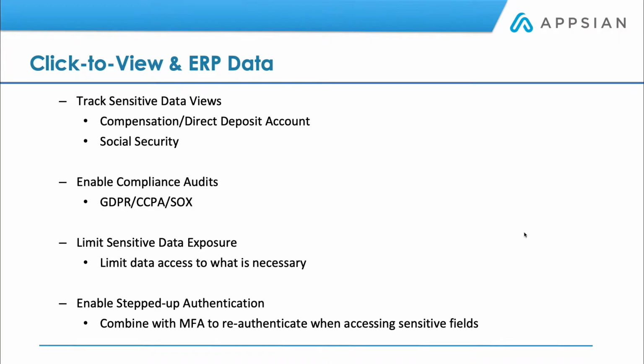When we talk about why you might want to implement Click-to-View in your ERP data specifically, one, it's to track sensitive data views like compensation and direct deposit, social security numbers, national IDs. It allows you to see who's viewing them, how frequently, how often, where they're viewing it from, for example. And you'll see all of that in the demo with Appsian 360 as well.